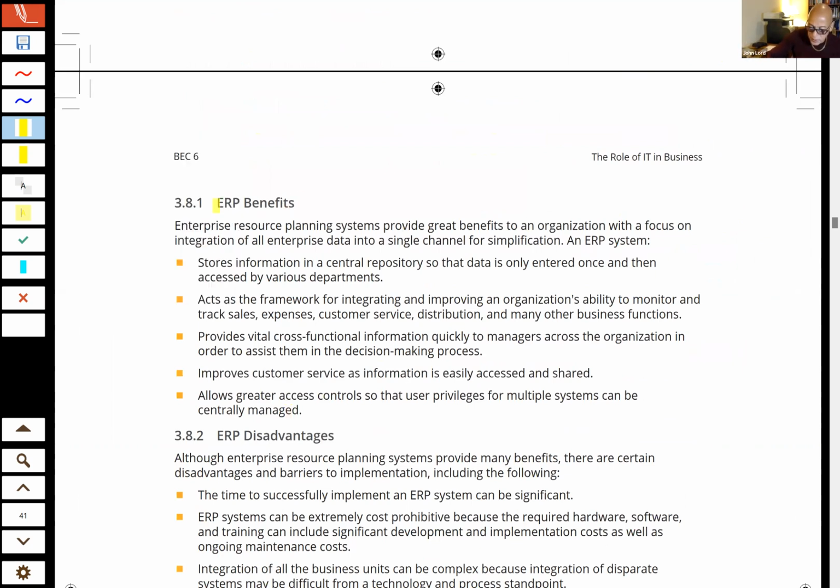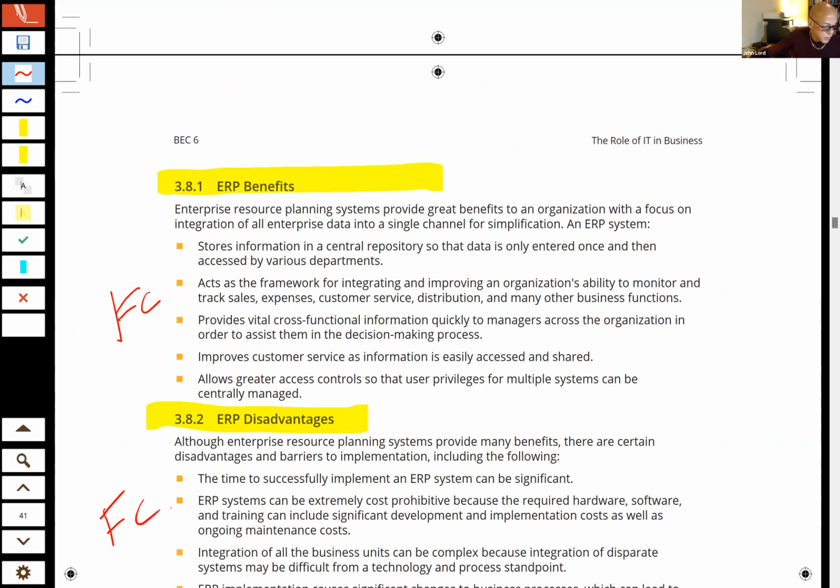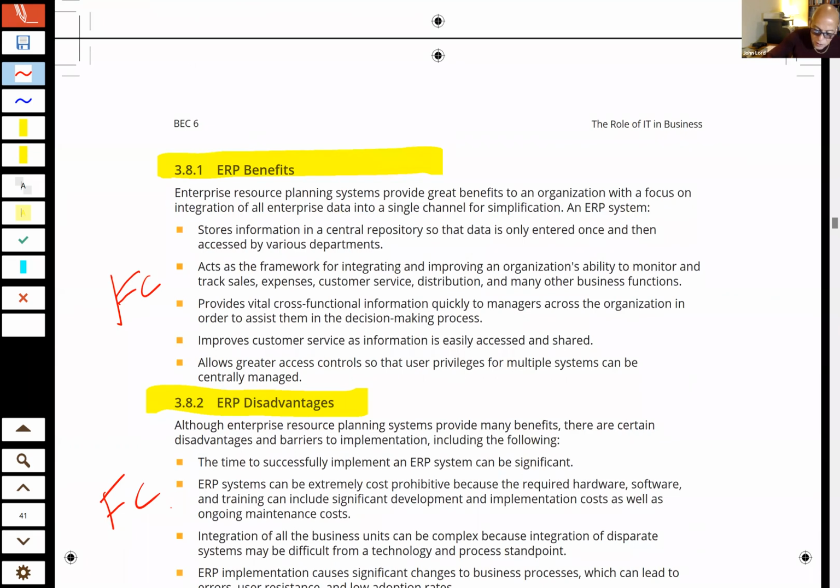And when I see benefits and disadvantages, I'm asking you for a flashcard on that, because that is a potential way they like to set up essay questions. What are the benefits? What are the disadvantages? And so let's see what some of the benefits are.